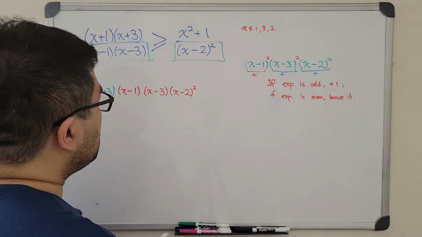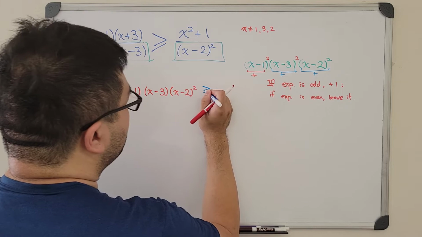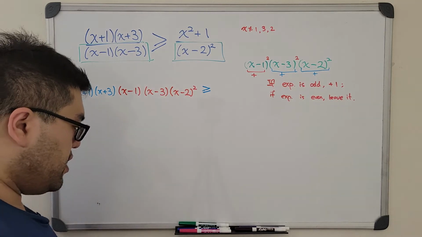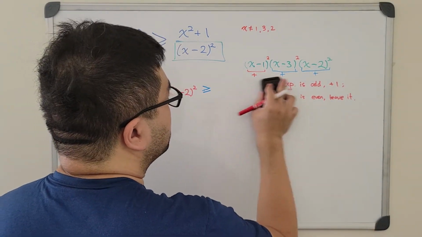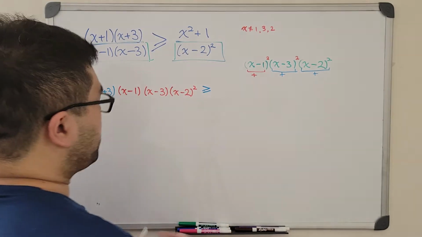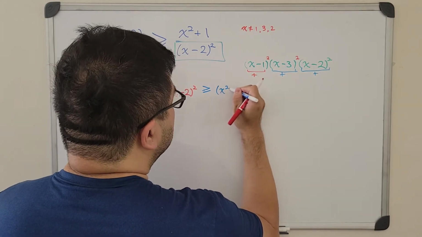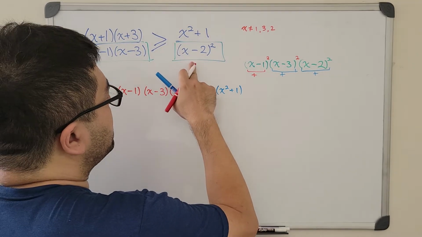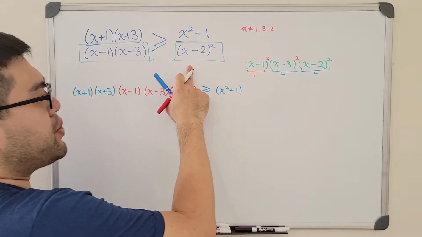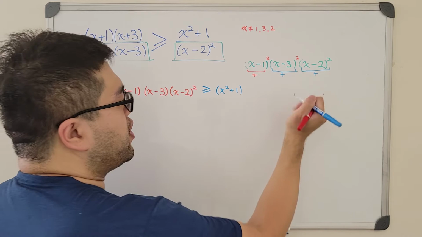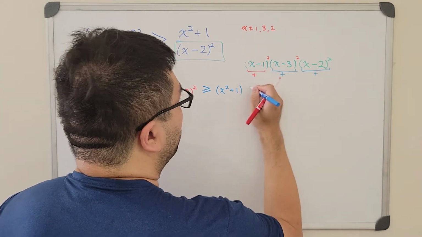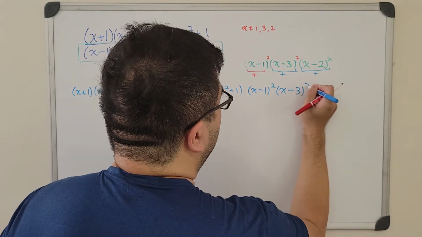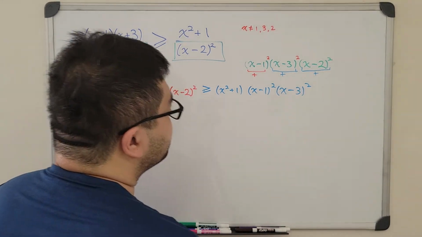Great. So again, since we're multiplying with a positive value, we guarantee that the sign is not going to flip. Then we can just move on to the right-hand side. For the right-hand side, we have x squared plus 1, which is a numerator, times, again, x minus 2 squared cancels out with x minus 2 squared here. And we now have x minus 1 squared times x minus 3 squared on the right-hand side.